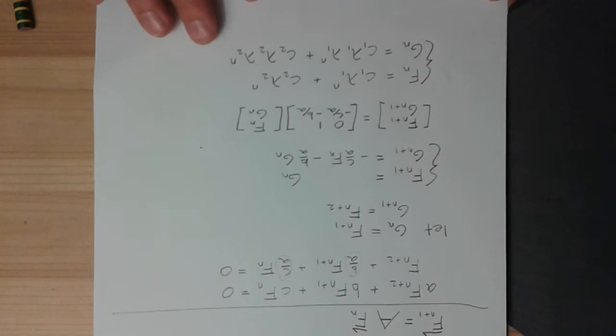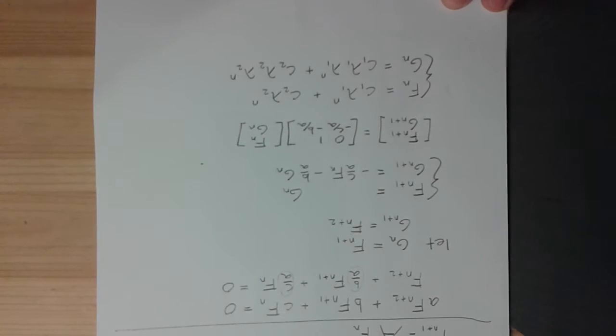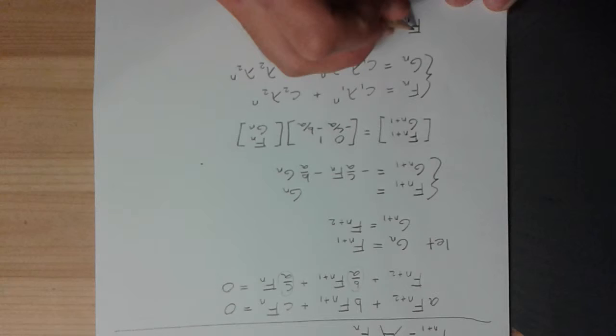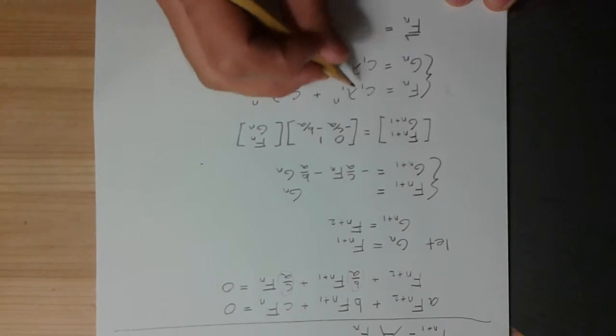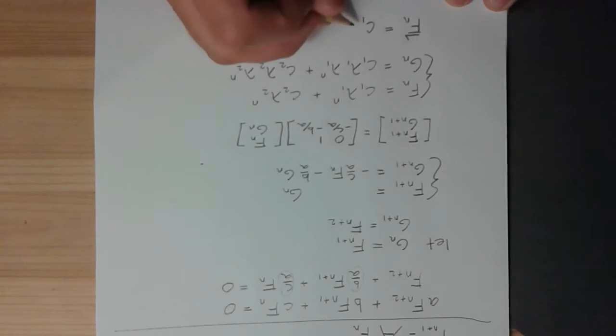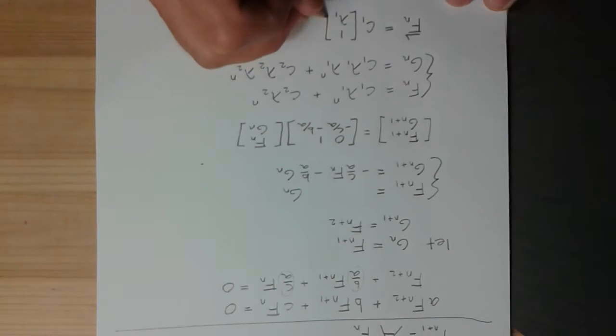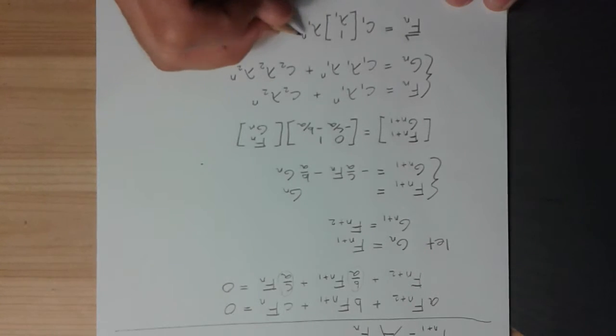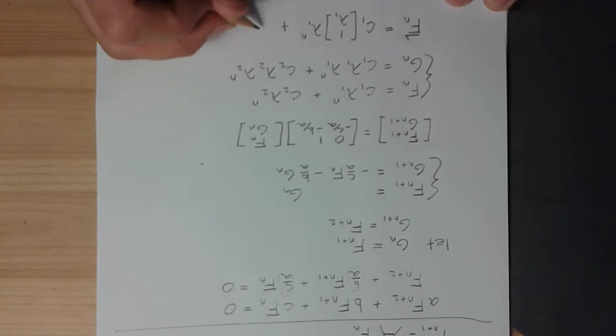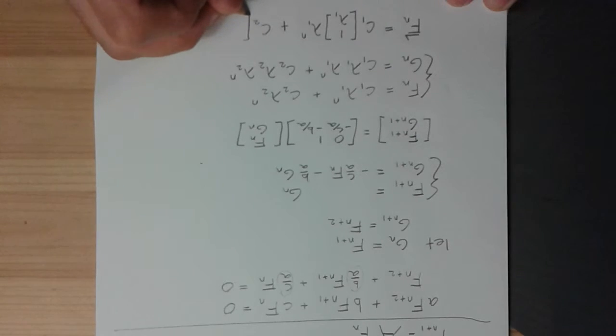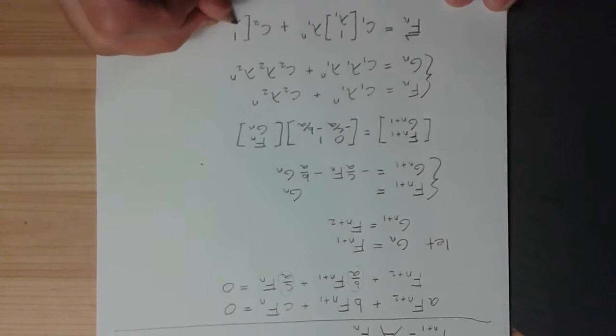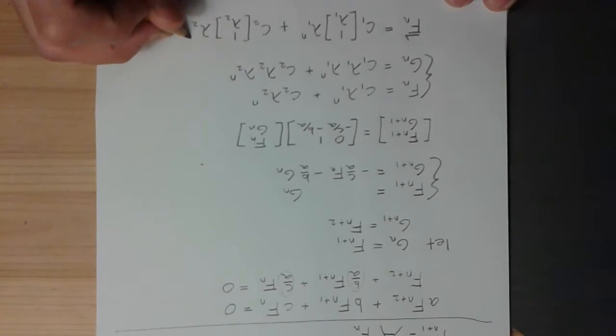So one last thing I'd like to do in this video is write this in matrix form. So my f of n vector is equal to c1 times a vector containing 1 and lambda 1, times lambda 1 to the n here. And then over here, I have c2, a vector containing 1 and lambda 2, times lambda 2 to the n.